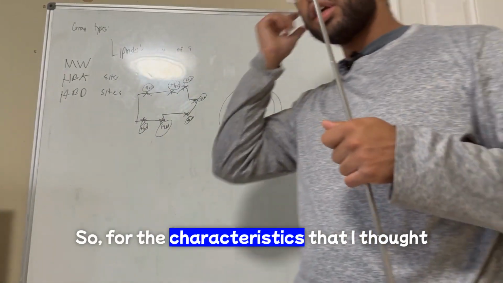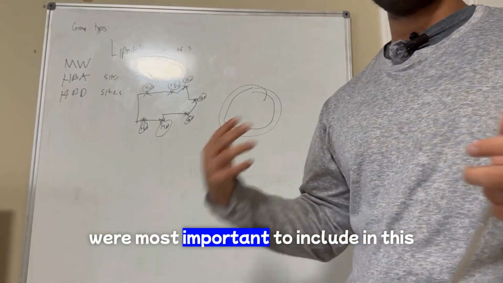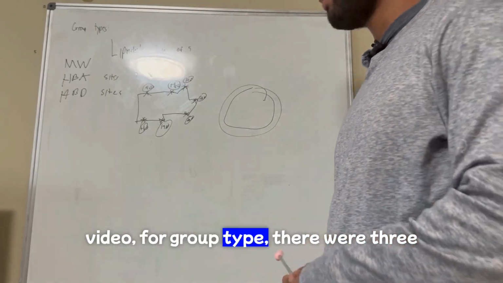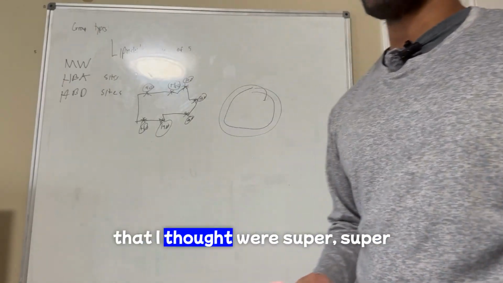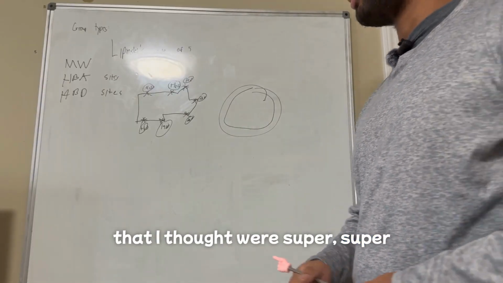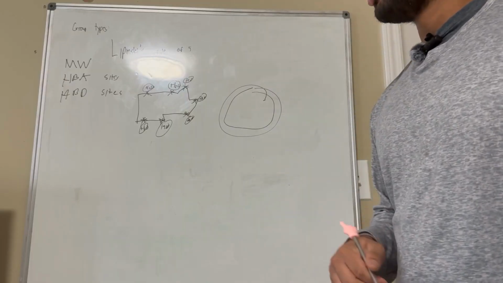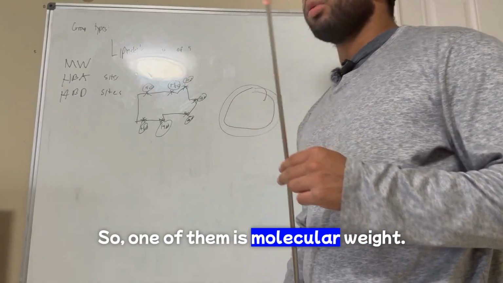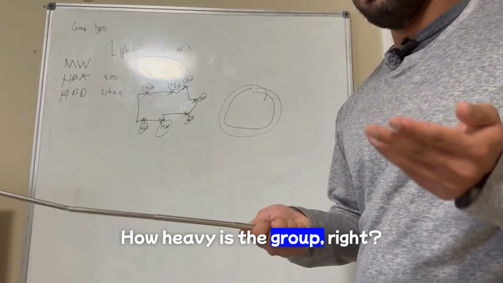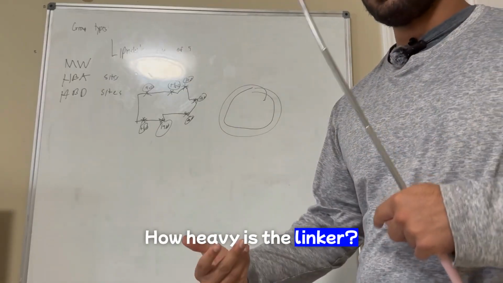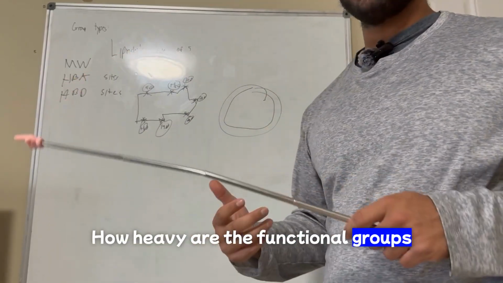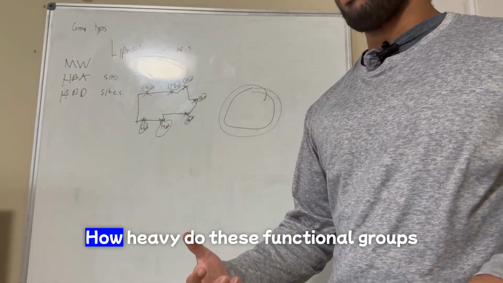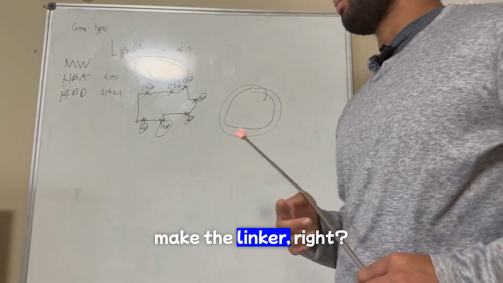So for the characteristics that I thought were most important to include in this video, for group type, there were three that I thought were super interesting and important. So one of them is molecular weight. How heavy is the group, right? How heavy is the linker? How heavy are the functional groups involved in the linker? How heavy do these functional groups make the linker, right?